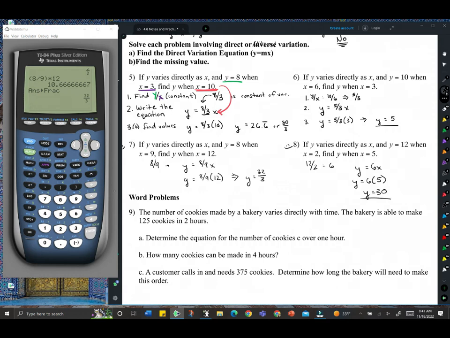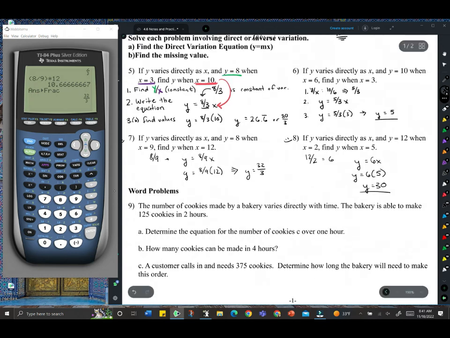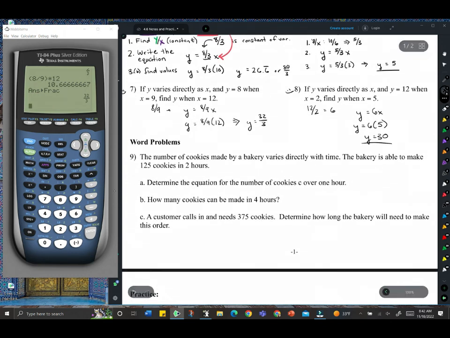Okay. Now, direct variation, where it really is more important, is for word problems. I know they are not your favorite, but hopefully after the example, you'll see what's going on. So, the number of cookies made by a bakery varies directly with time. So it's not y varies directly as x, but we have c, cookies, which is like our y, varies directly with t, time, which is the x. The bakery is able to make 125 cookies, think of that as y, in 2 hours, which is x.